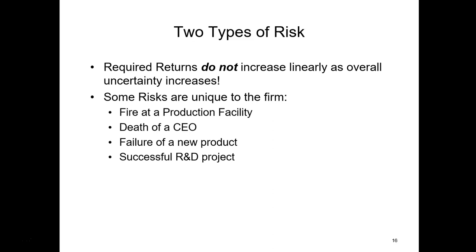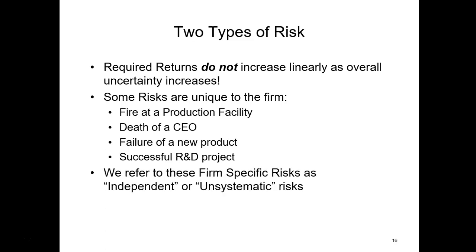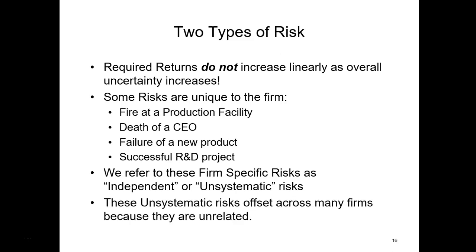So there are some risks that are unique to the firm, right? Hey, we could have a fire at a production facility. We could have the death of a CEO, failure of a new product, the success of an R&D project, right? So we refer to these firm-specific risks as independent or unsystematic, or sometimes I'll just refer to them as firm-specific risks. Because these risks offset across many firms, they are unrelated.